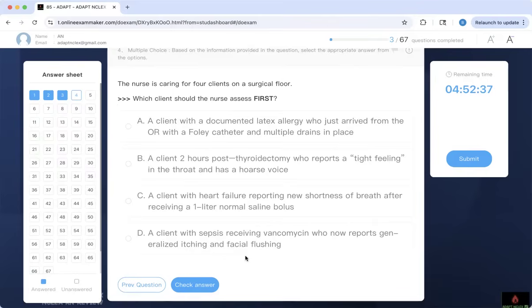Which client should the nurse assess first? Prioritization 101. A client with a documented latex allergy who just arrived from the OR with a Foley catheter and multiple drains in place. Do you want to see this patient? Ask yourself. A 2-hour post-thyroidectomy client, yes, thyroid surgery, who reports a tight feeling in the throat and has a hoarse voice. Do you want to see this patient?